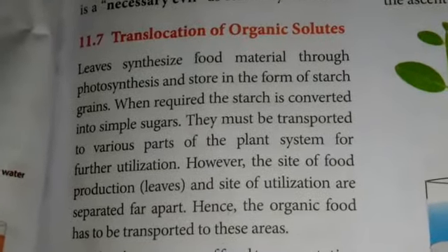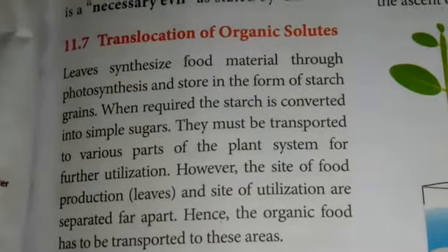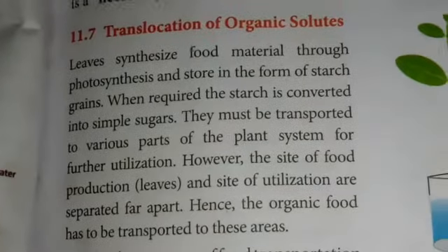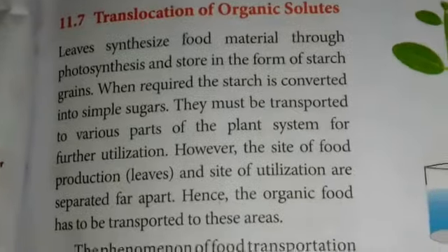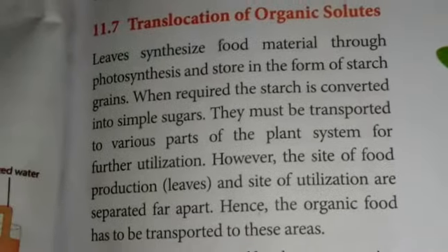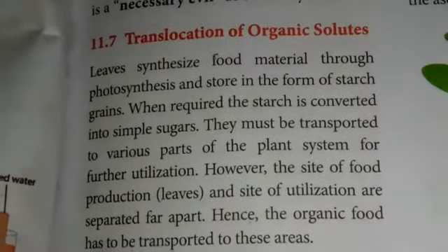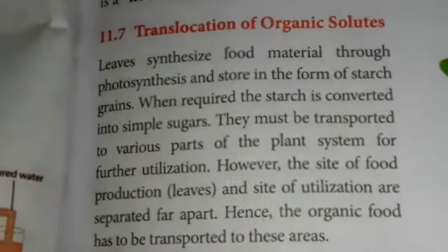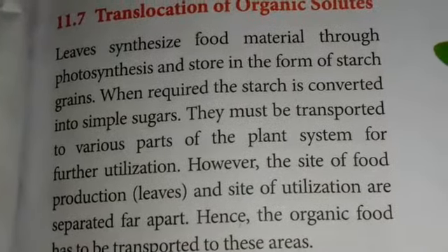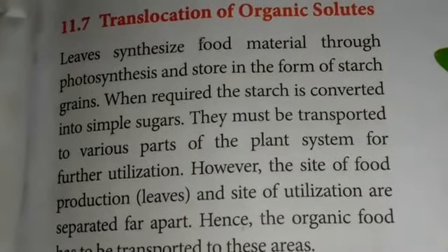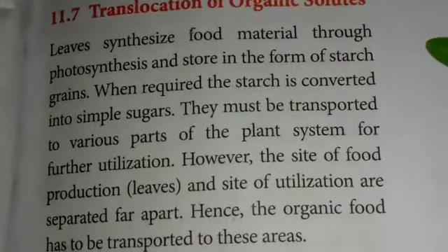Translocation of organic solutes, that is the movement of food materials, takes place in plants. The leaves synthesize food material through photosynthesis and store it in the form of starch grains, stored in the tubers, flowers, and fruits. When required, the starch is converted into simple sugar. They must be transported to various parts of the plant system for further utilization.